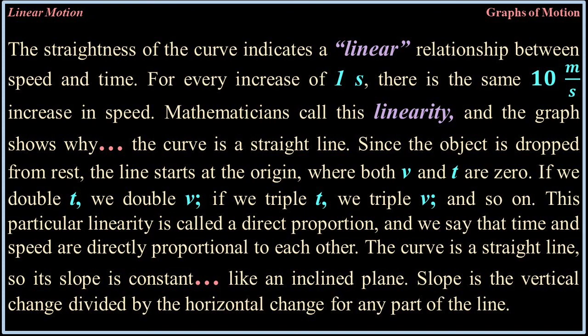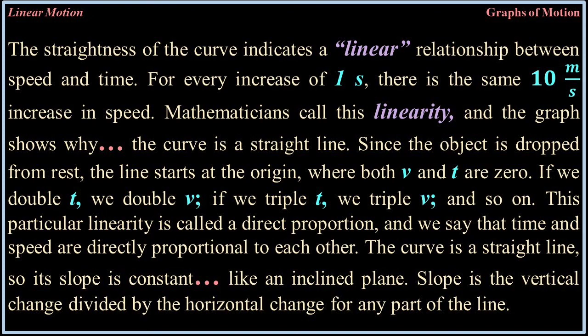For every increase of 1 second, there is the same 10 meters per second increase in speed. Mathematicians call this linearity, and the graph shows why. The curve is a straight line. Since the object has dropped from rest, the line starts at the origin, where both v and t are 0. If we double t, we double v. If we triple t, we triple v, and so on.